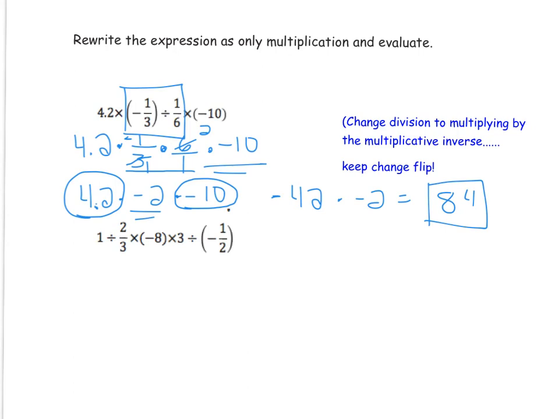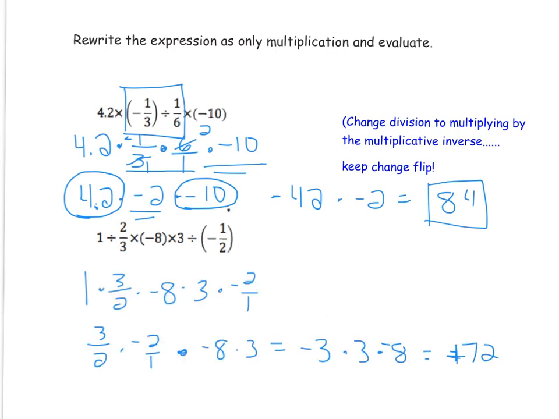All right, so for this last one, I want you to pause, see if you can rewrite it, see if you can find a way to make it simpler. All right, so I'm going to go through my thought process. Even if you don't have the same work, if you ended up with the same answer, positive 72, and you showed all of your steps, you should be good to go.